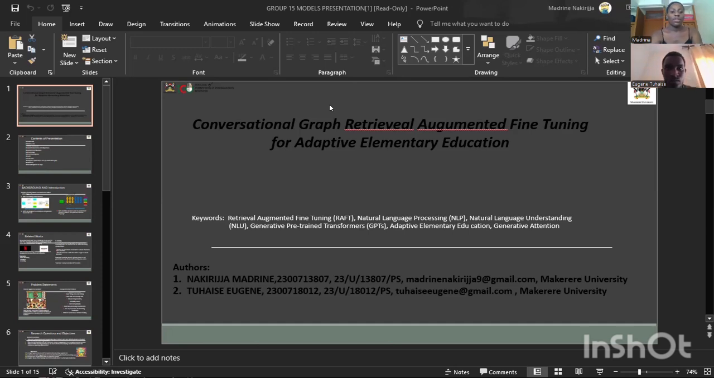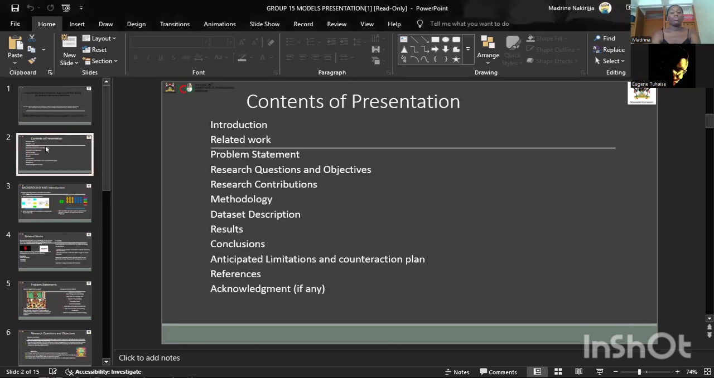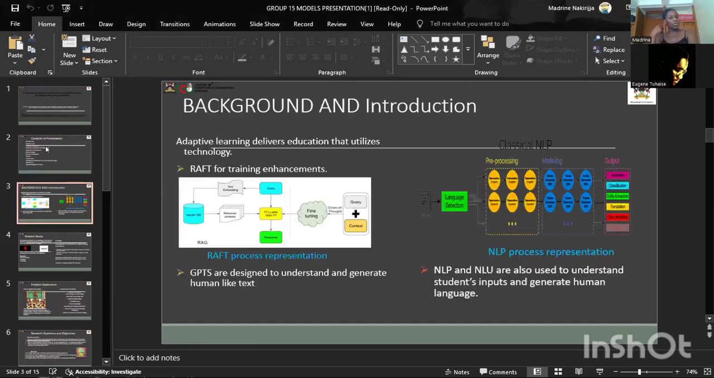Our contents are going to be based on the introduction, the related works, and the problem statements. There are questions that we asked ourselves when we were carrying out the research, and the objectives we came up with. We're also going to take you through the contributions and then the methodology, the dataset description, results, conclusions, limitations, and the rest. So we're going to start from the background and introduction.